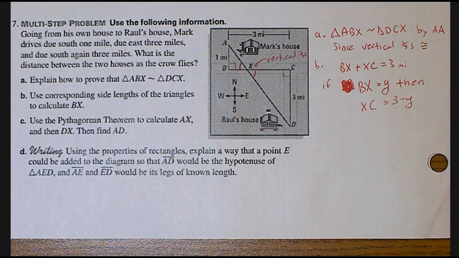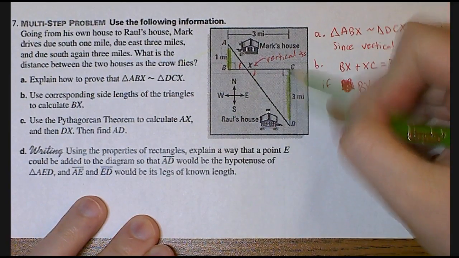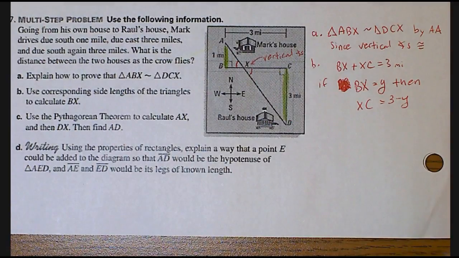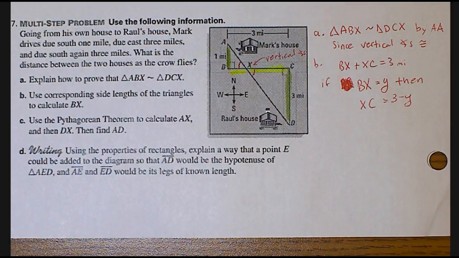Okay, hopefully you were able to answer part A by just looking for those vertical angles. Part B is kind of tricky because they don't give you the value of BX or XC. So most of us are probably able to match up these corresponding sides and recognize that BX would match up with XC, but we don't know what either one is. So what we want to do is assign a variable to one of them and then realize that together they must equal 3 miles. So I'm going to assign a variable to BX. If BX is equal to the variable Y, then that means XC must be 3 minus Y. So now I can set up my proportion.